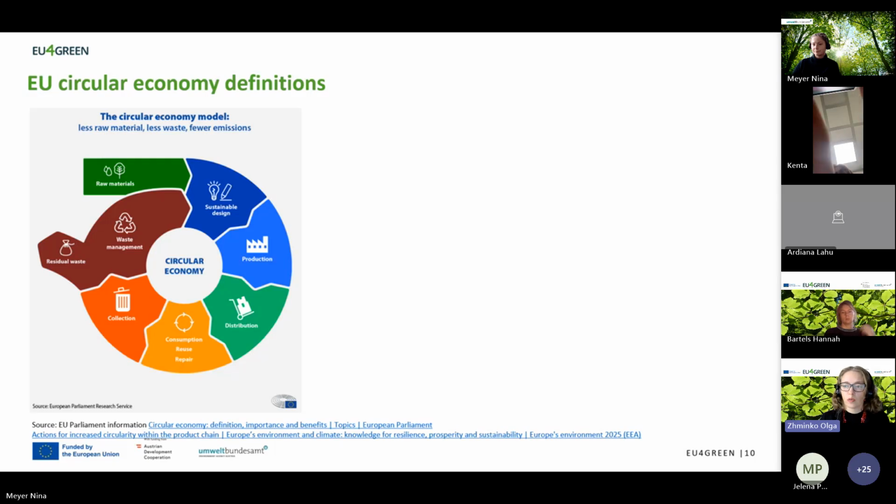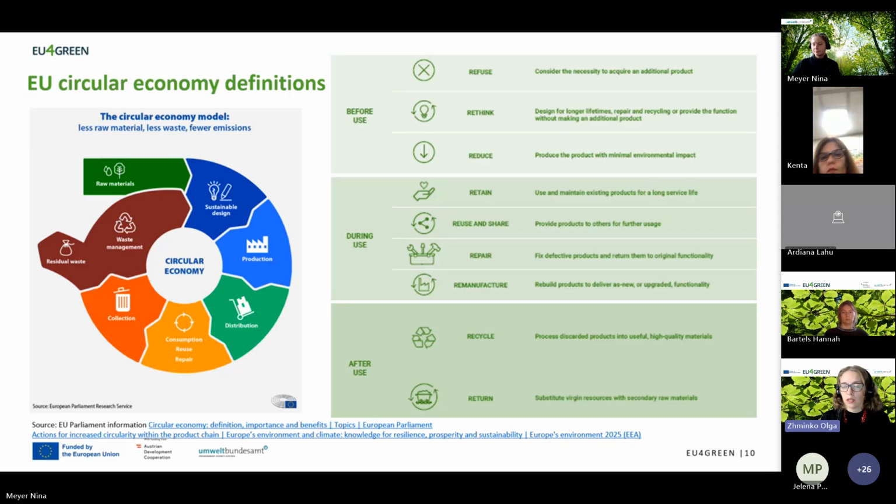And the next one, which is commonly used in the European Union, are the 9 R's, which can also be categorized by before use: refuse, rethink, reduce strategies; during use: retain, reuse or share, repair, and remanufacture; and after use: recycle and return. So these two definitions, this slide just represents how to visualize what is done on the first pillar. Next slide, please.